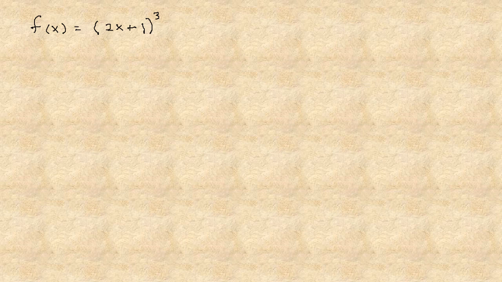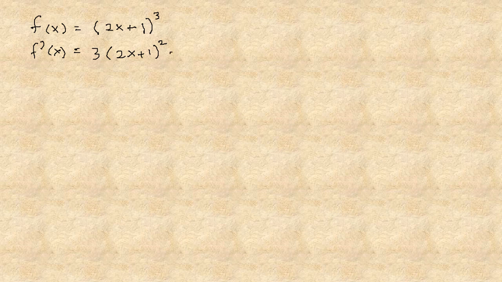Next example is more complicated. We have a function of x and we have a power of that function. Alright, look at this example. We have f(x) = (2x + 1) to the power of 3. If we want to differentiate this, f'(x) will be equal to, first we bring the power 3 to the front, and then multiply by (2x + 1) to the power of power minus 1. 3 minus 1 we get 2.